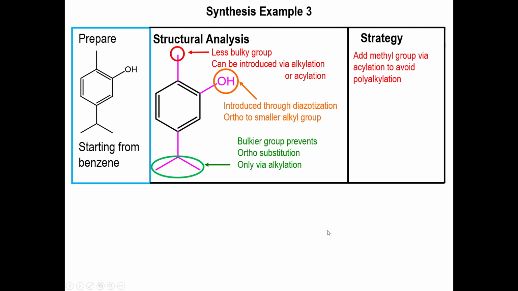So as far as the strategy goes, we could definitely do installation of the methyl group via acylation to avoid polyalkylation if we want to start with that to begin with. There's a different route that we could also use, but we could try to do that. And we could apply the bulkiness of the isopropyl group to ensure that the next substitution happens para to the methyl group as opposed to ortho. All right, and then the last substitution has to occur in the less bulky ortho site.